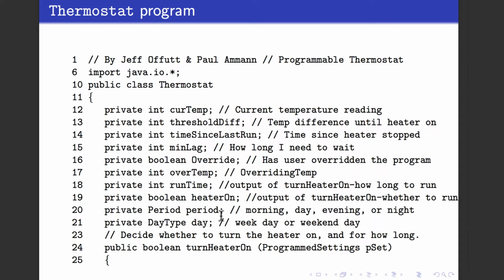Maybe on weekdays all the occupants in the house are away, so you don't have to turn the heater on. Maybe on weekends you have to keep it on for longer. All these things matter. Then it uses one Boolean method called turn heater on, which basically decides whether to turn the heater on or not.